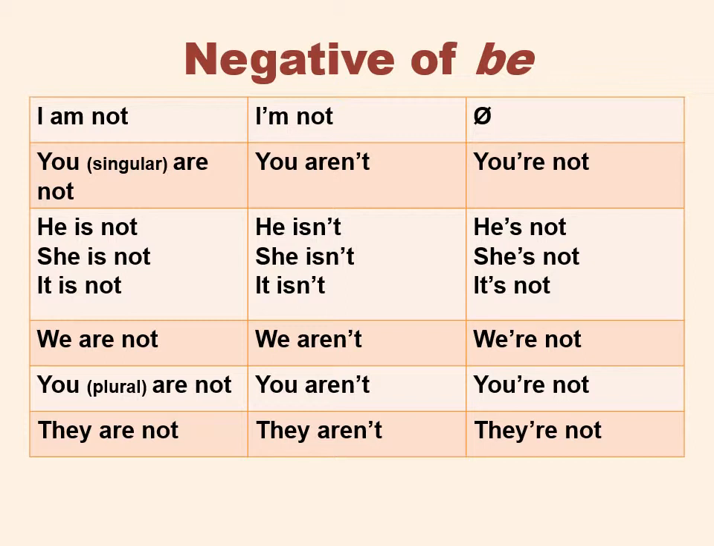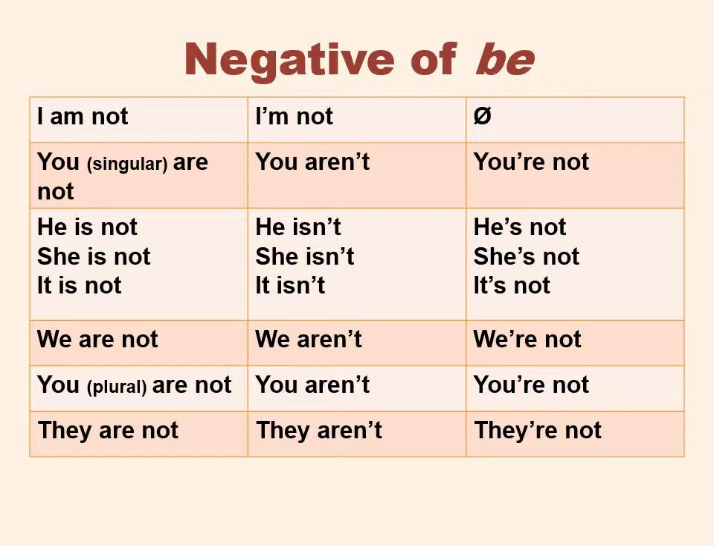In second person singular, you are not, we have two possible contractions. You can contract are plus not to get you aren't, or you can contract you are to get you're and then not. So you have two possibilities, you aren't or you're not.